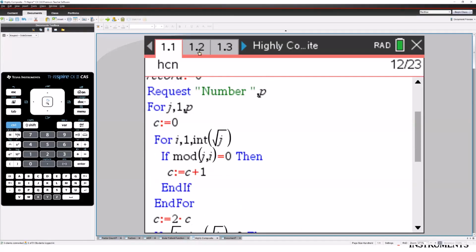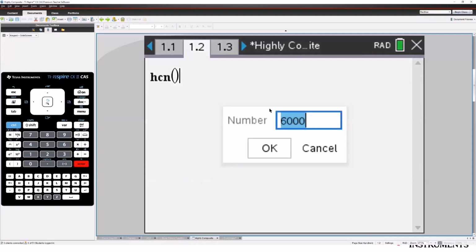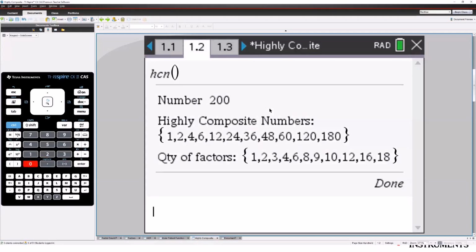And remember, you could have called up your factor count routine and said, count the factors. What have I got? Is it better than my previous record? No, toss it out, go to the next number. So let's try highest HCN. And I'm not going to go to 6,000. Let's just go up to 200. There's all our highly composite numbers up to 200.